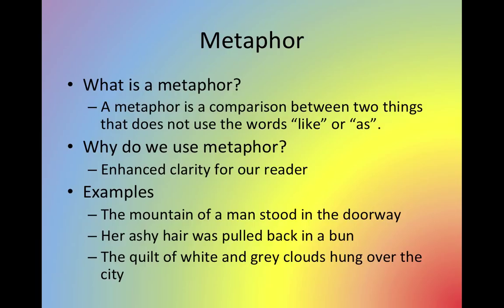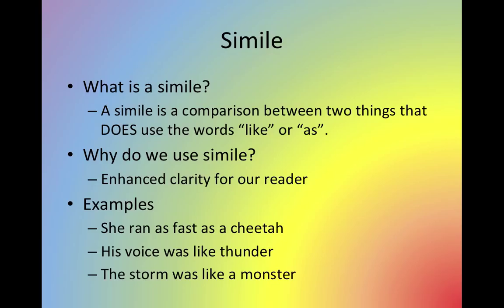So some examples of this would be the mountain of a man stood in the doorway, and the metaphor there is mountain of a man because people know what a mountain is, so you're comparing the character to a mountain so that we have a clearer image of him. Her ashy hair was pulled back in a bun. We know what ash looks like, so now we have a greater understanding of what the hair looks like. It's black with a little bit of gray in it. The quilt of white and gray clouds, that's the metaphor here, hung over the city. So now we can picture this more. Everyone knows what a quilt is, so they can picture what the sky looks like. So with metaphor, the goal is to use a comparison to enhance clarity for the reader, so the reader is more clear about what you're trying to describe.